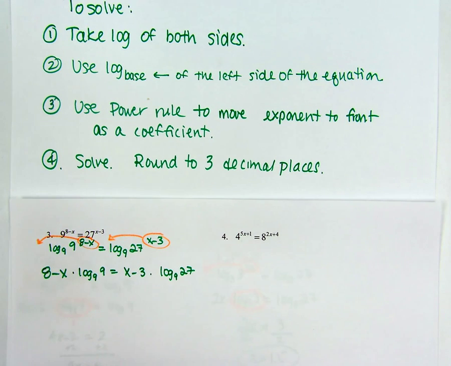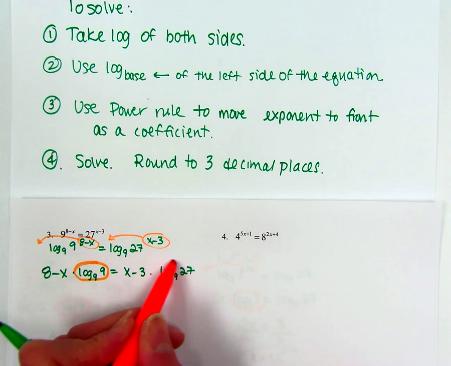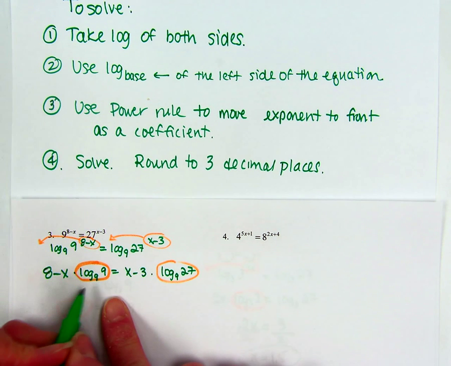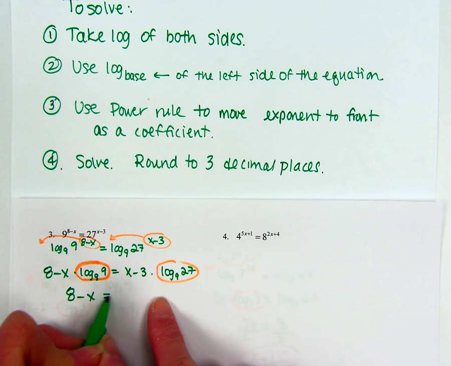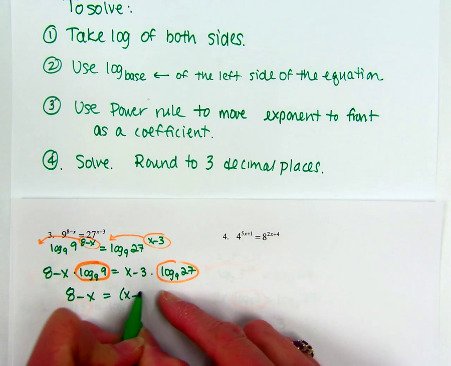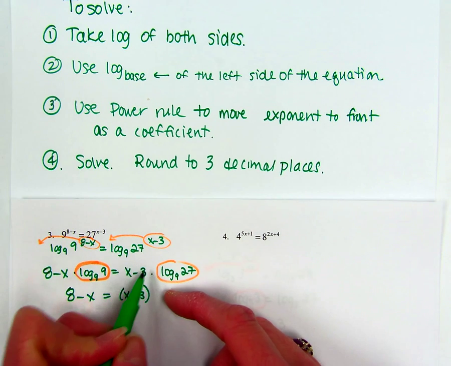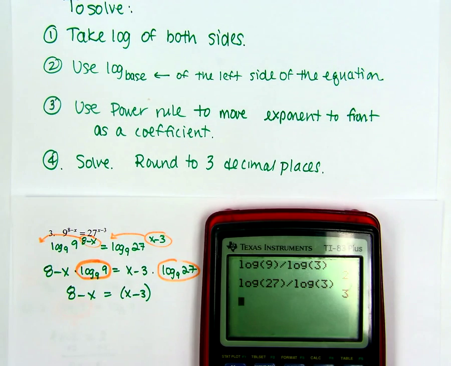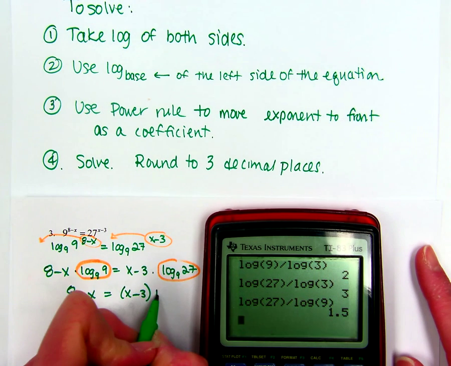All right, so now we're going to do these. That's our shortcut. This one I have to use my calculator for. So log base 9 of 9 is just 1, so this is 8 minus x. However, here I have x minus 3. I'm going to put that in parentheses. And then log base 9 of 27. So if I do log 27 divided by log 9, I get 1.5.